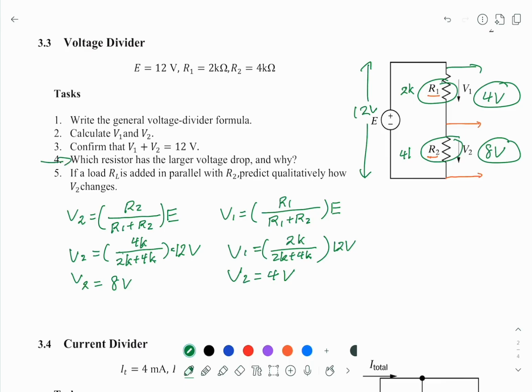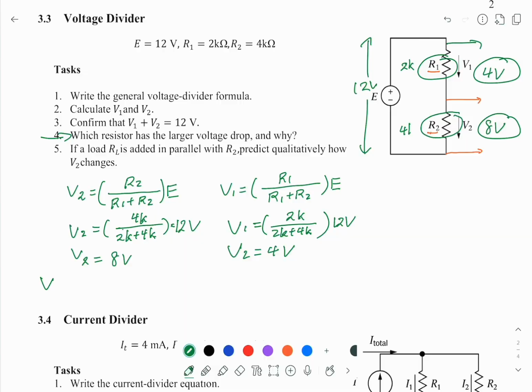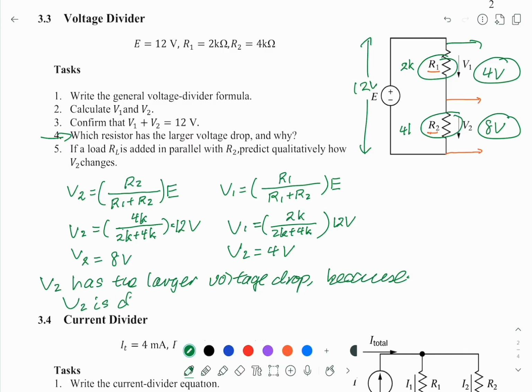Which resistor has the largest voltage drop and why? V2 in our case has the larger voltage drop because V2 is directly proportional to R2. So the R2 is higher, so the V2 also higher.